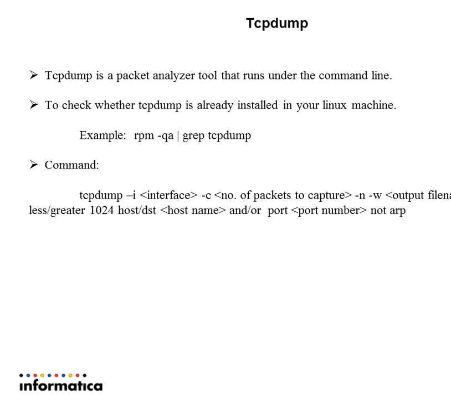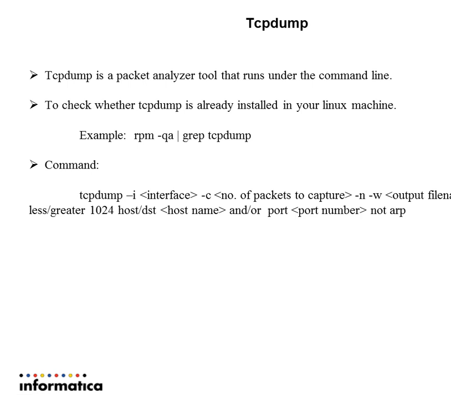To know the interface name, we can use the ifconfig command. Use -c to specify the number of packets to be captured in this session, -n to use the IP address instead of the host name, and -w to specify the output file name. If the extension of the file name is compatible with Wireshark, then this file can be opened in Wireshark as well. That provides a better graphical interface for analyzing the packets.